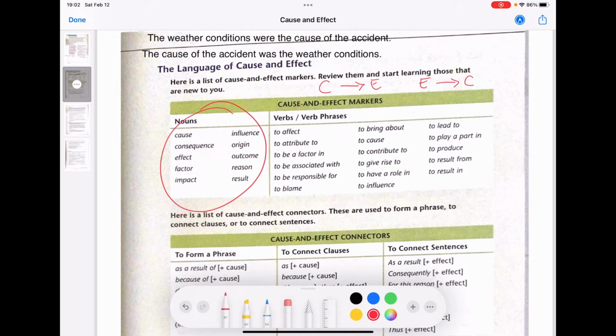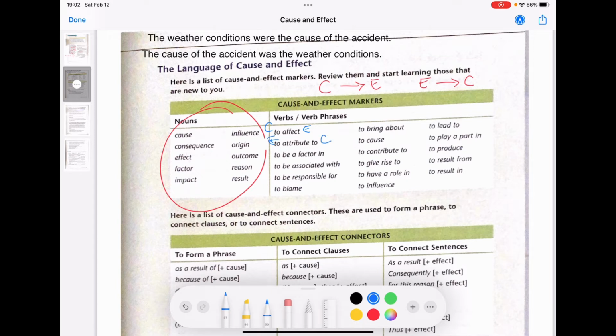With verbs and verb phrases, it can be varied. So I want to go through some of them with you and just identify which ones are which. So to affect, something affects something else. The cause comes first, and then the effect. To attribute to, something attributes to a result. So again here, that's not correct. Something is attributed to, an effect is attributed to a cause. So with this one, the effect actually comes first, and then the cause.